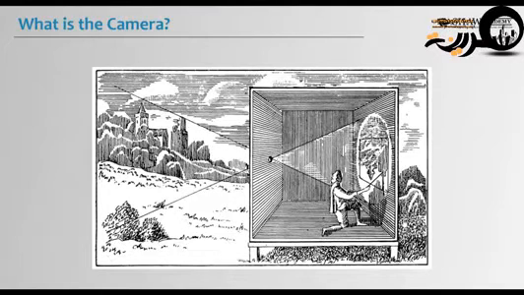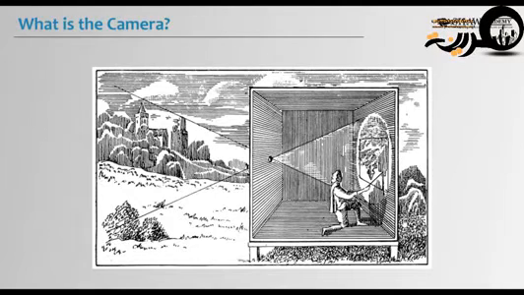So you can see from the diagram, what's happening here is you've got a room that's completely dark, completely black, except for that one hole in the wall. And that's allowing light to pass through, and light will pass through and actually form an image on the back wall. And back in those days, they had no way of recording the image.